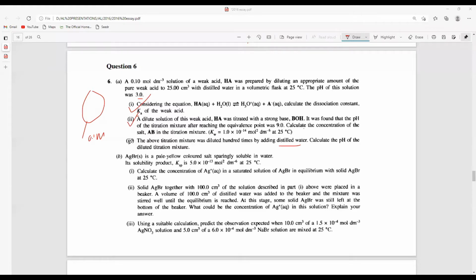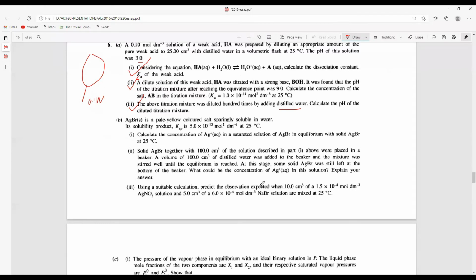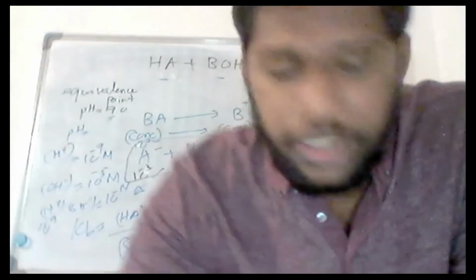So this is also done, right? So we are going to move to the final part here, not final, in fact, part B. You have been given a small piece of information. AgBr is a solid, which is a pale yellow color, so you know that. Sparingly soluble salt in water. Its solubility product Ksp is given. Calculate the concentration of Ag plus in a saturated solution. So these are very simple, straightforward calculations that you should know up to now.